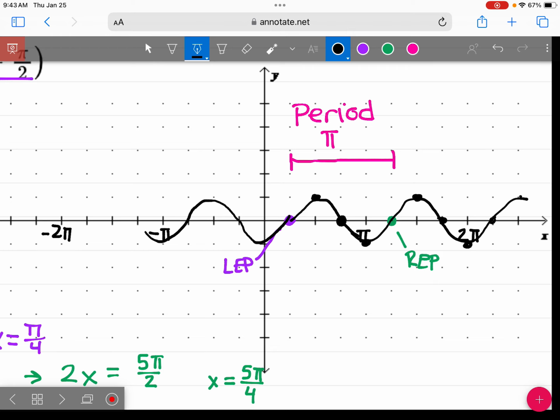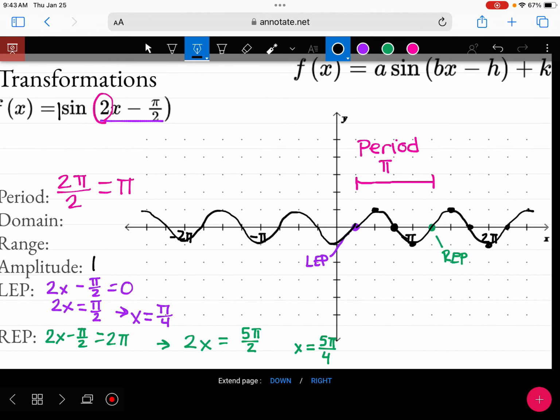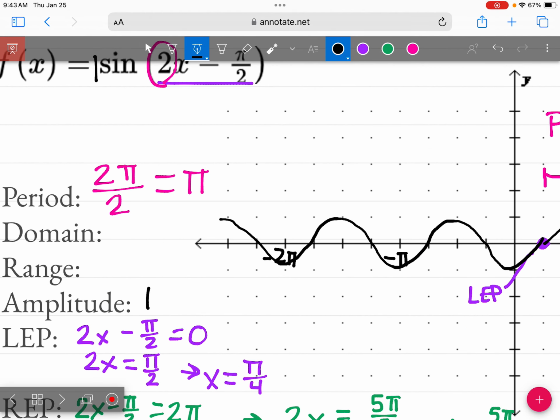So they're weird and they're super awkward to get to. Our domain here is what? All real numbers. We're from negative infinity to positive infinity, just because I always write them in interval notation for us here. And what's our range? Negative 1 to 1.